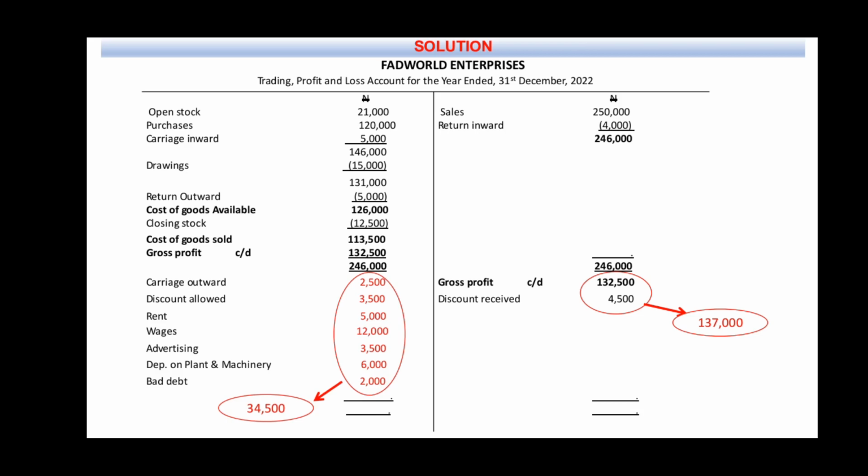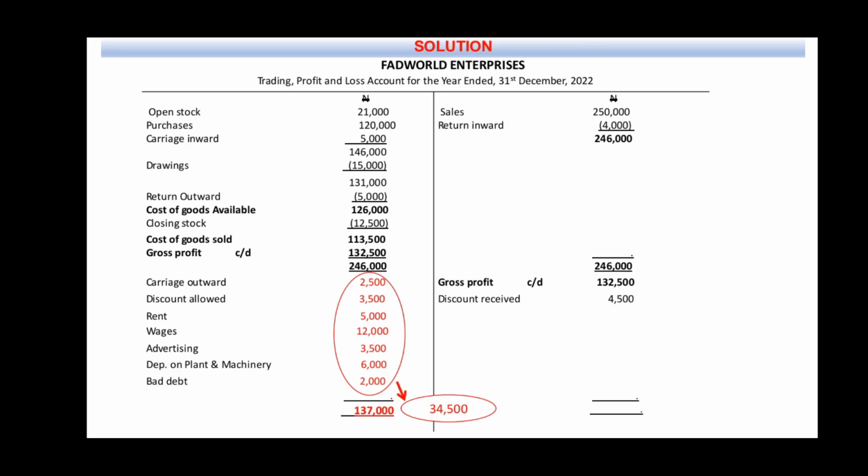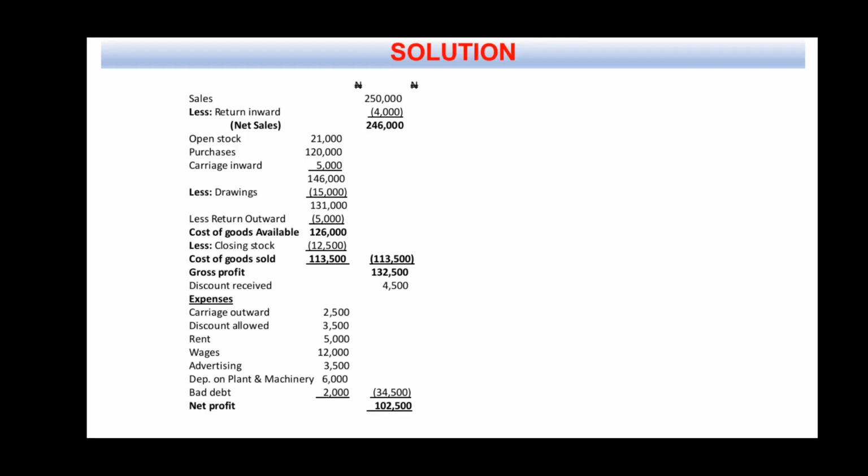The one that is higher is what will be written at the total column. That means our total is going to be 137,000 naira at both sides. Remember, our expenses are 34,500. If we subtract 34,500 from 137,000 naira, it's going to give us 102,500. At the debit side, that's where we write it, and that is going to be our net profit. So that is just the simple way to prepare a trading profit and loss account, which is otherwise known as the income statement.